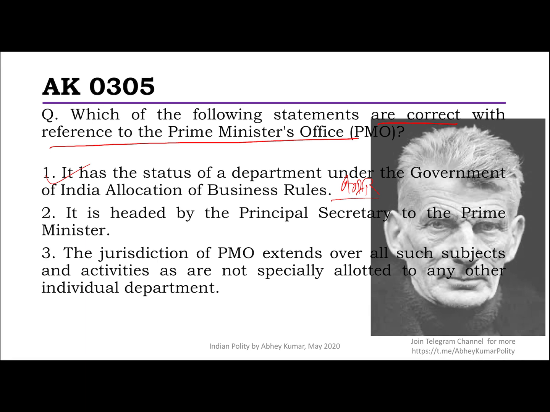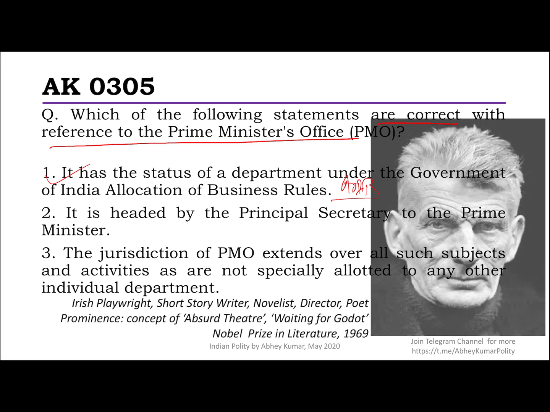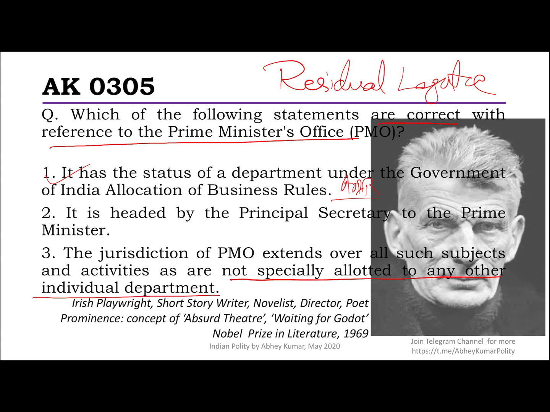So as you know, the Prime Minister of India, or in general a Prime Minister in a parliamentary system, is considered a residual legatee of the government. That means all the leftover responsibilities that are not specially allotted to any other individual department all fall in the plate of the Prime Minister, and that's where comes the role of the Prime Minister's office. Of course, it is headed by the Principal Secretary to the Prime Minister, and so all three are correct. Should not have been that difficult.